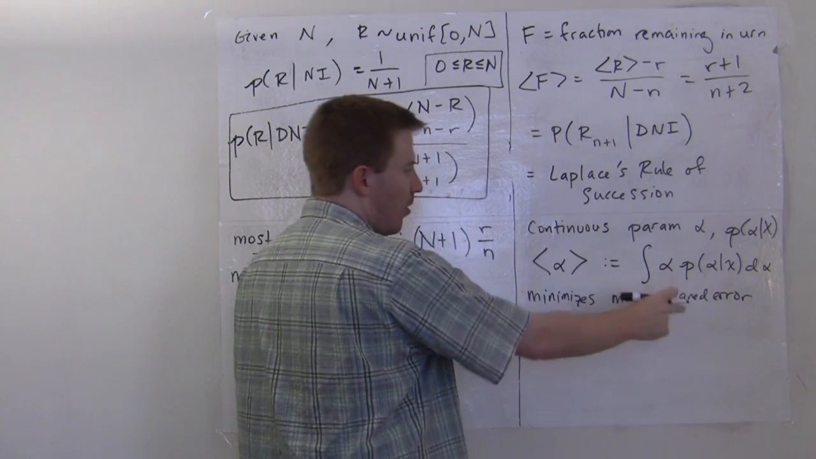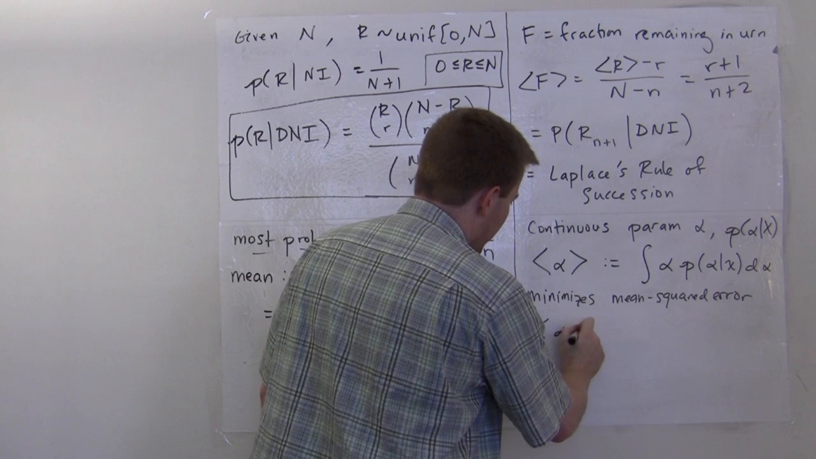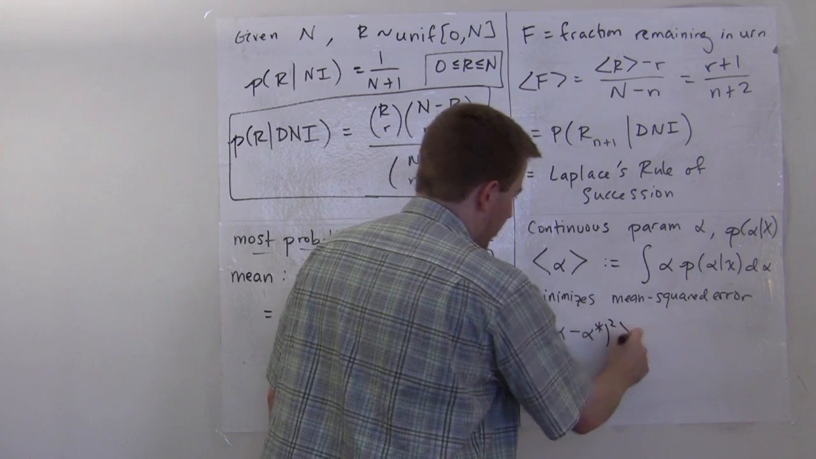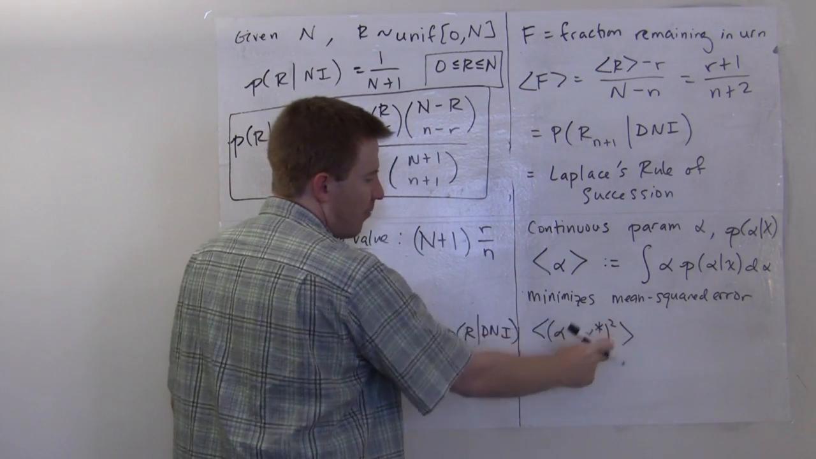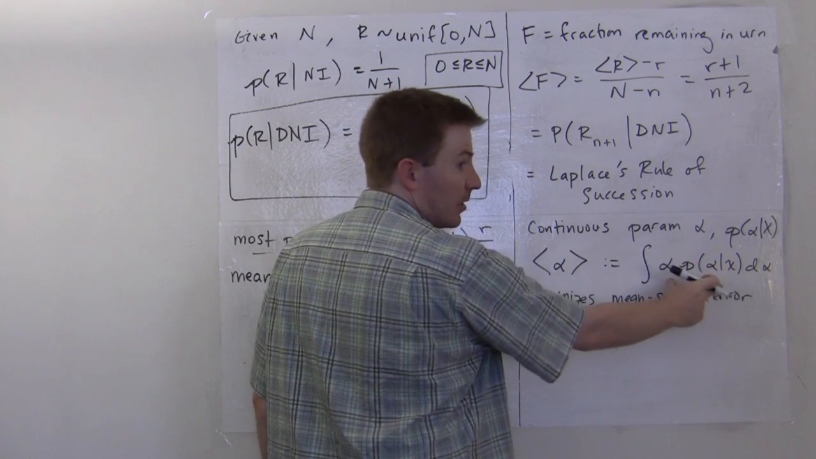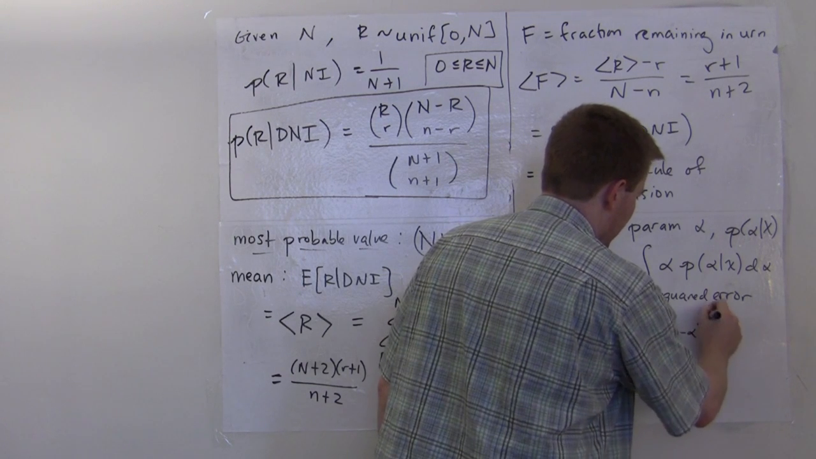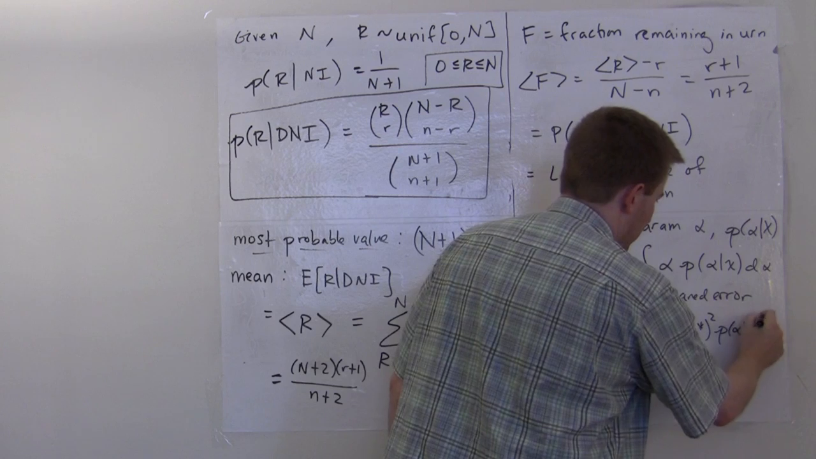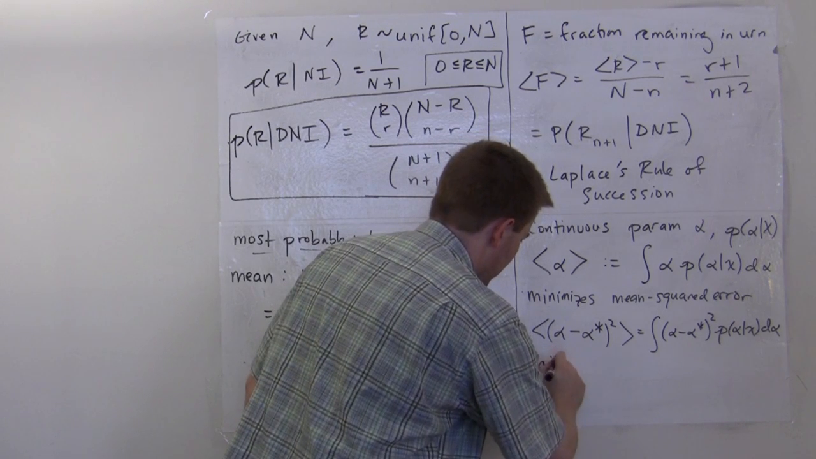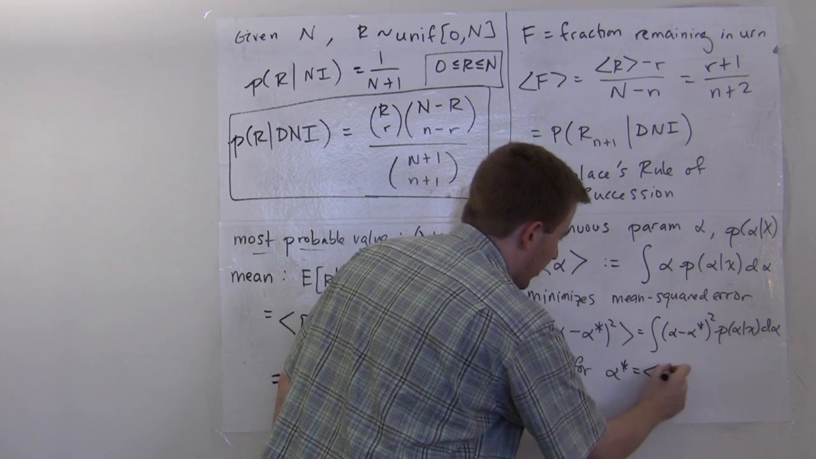It minimizes the mean squared error over the probability distribution. What that means is that if we looked at the parameter minus some number, let's call it alpha star, squared, and thought about the average of that quantity for any particular choice of alpha star over this same probability distribution, that quantity is minimized when we take alpha star to be the average value of alpha.